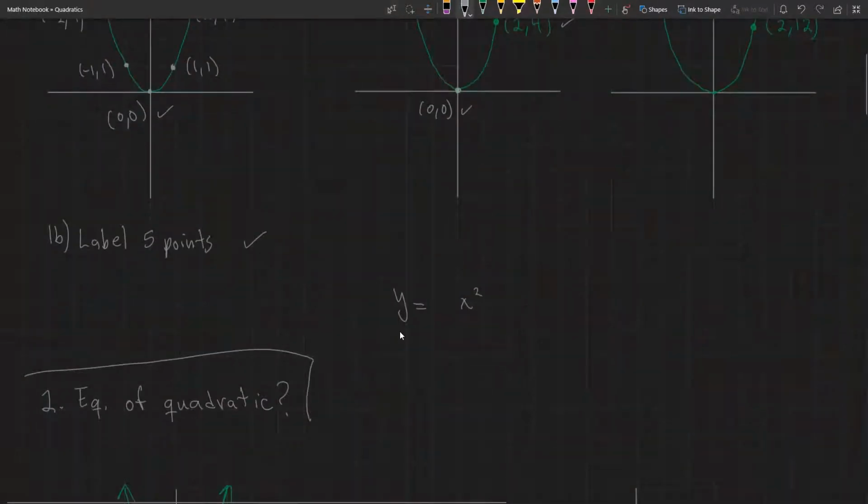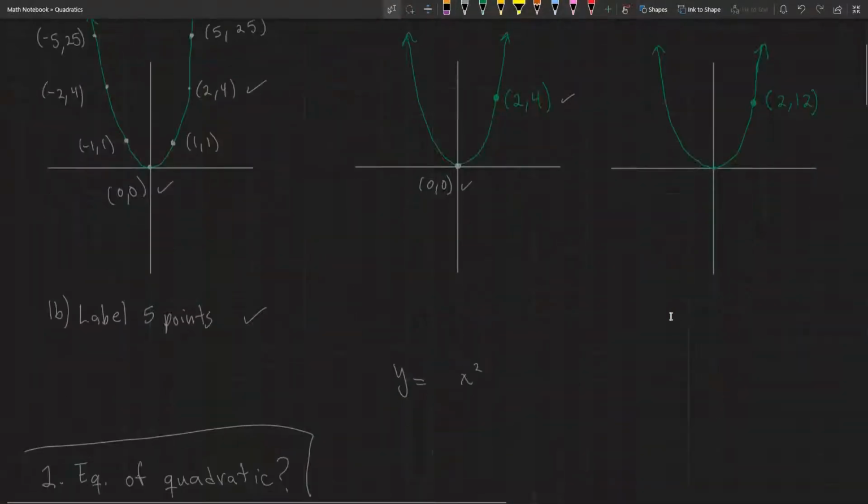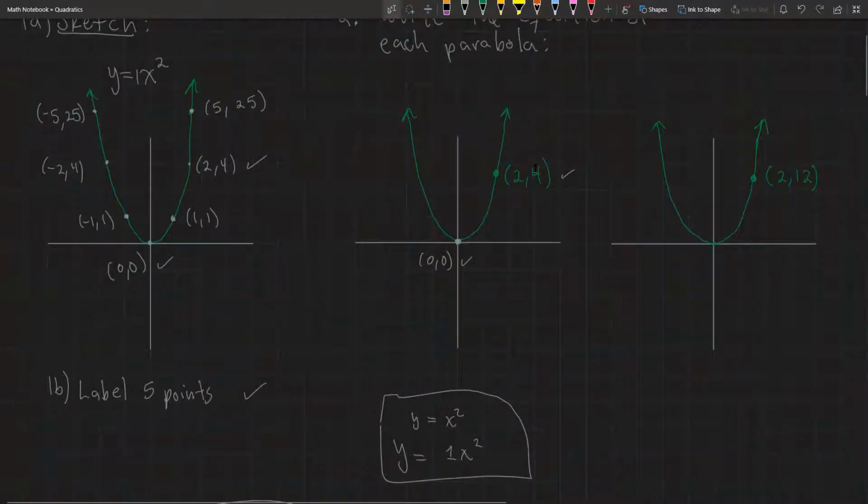So therefore, this must be y equals, remember that it's an implied 1, a equals 1, just to not show any work. We want to make this video the shorter that it has to be. So y equals 1x squared, but I like to write it as y equals x squared. And how do we know that? Because those 2 points are the same. That's it.